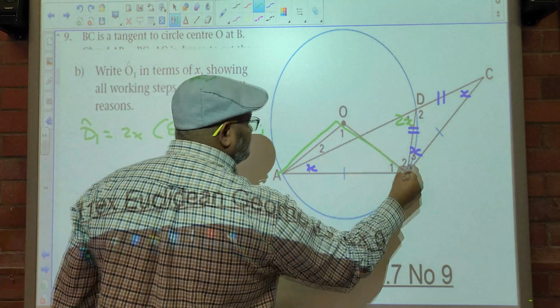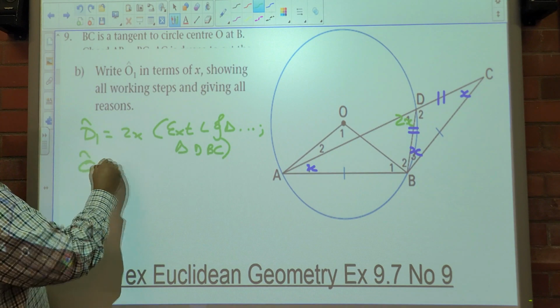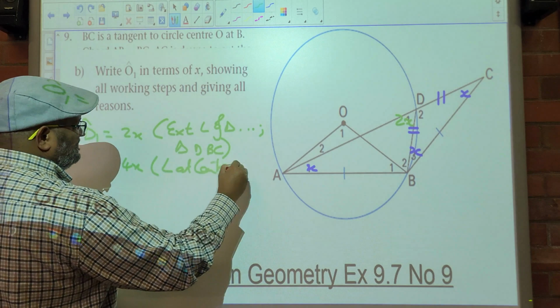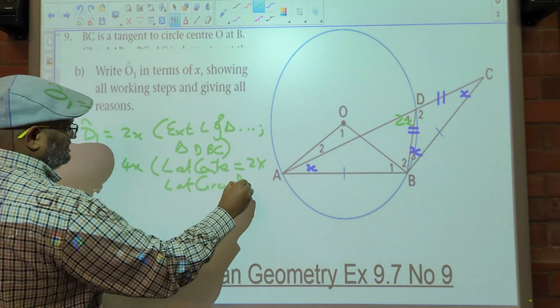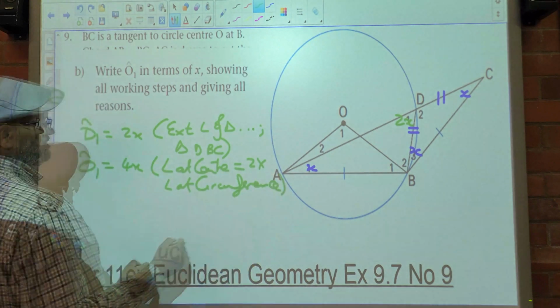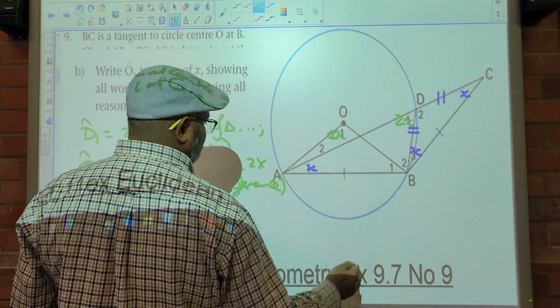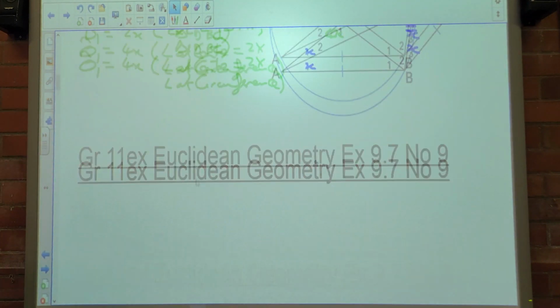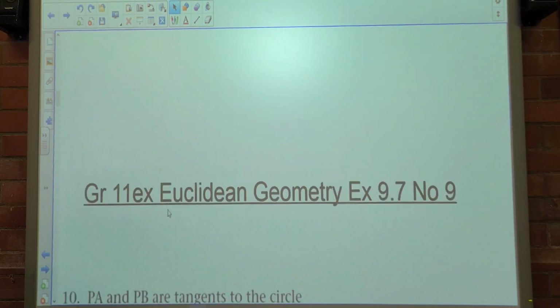A1 is the angle at center, twice angle at circumference. Okay? So what do we say? Angle O1 is equal to 4x. Angle at center equals 2 times angle at circumference. Okay, and there we got 4x. Let's look at, is there a C? No. Right, so let's go to the next question.